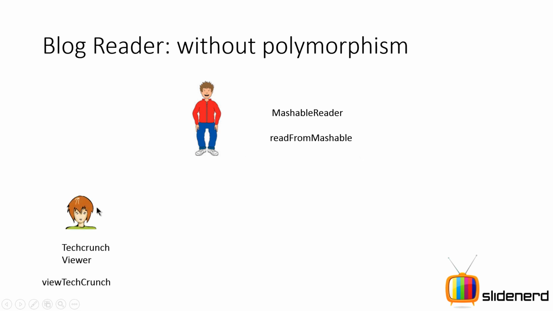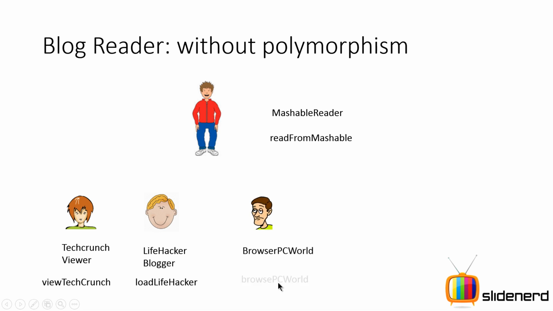Another guy somewhere in another part of the world is gonna work on TechCrunch. So he's gonna make a class called TechCrunch viewer, and he's gonna make a method called view TechCrunch that's gonna read data from the TechCrunch blog. Same with another person from another part of the world. There's a life hacker blogger, and there's a method load life hacker. Same further again, PC world browser, browse PC world, and digit scanner, scan digit.